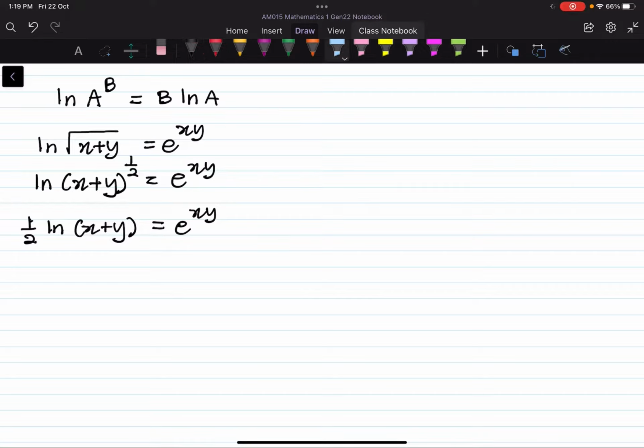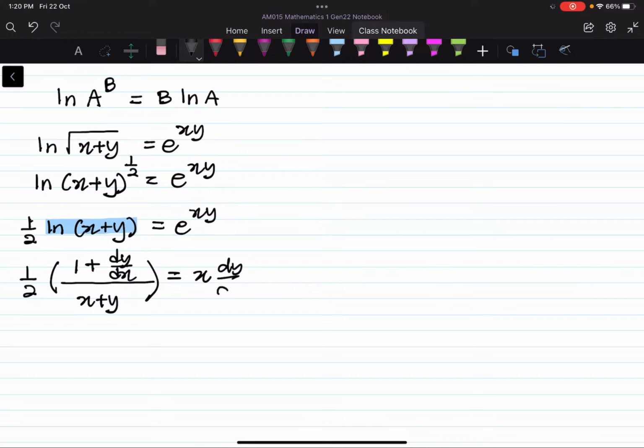So we know that if we have 1/2 ln(x+y), we can differentiate as 1/2, differentiate x+y is 1 + dy/dx, divided by, copy down x+y, equals to, and differentiate e^(xy) is, differentiate xy, we need to use product rule, which is x, differentiate y is dy/dx, plus y and differentiate x is 1, and times with e^(xy).